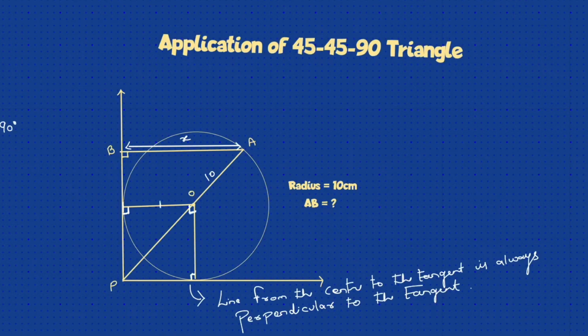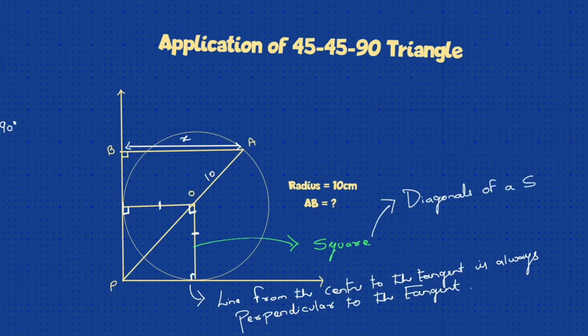Now there are two lines, and the angle between them is 90. These two lines are equal because they are radii of the circle, which is 10. So two lines having equal length with a 90 degree angle between them will form a square. And a square has a property: the diagonals of a square bisect each other. If you don't know this, we'll study this in quadrilaterals. So all the applications are applied here.